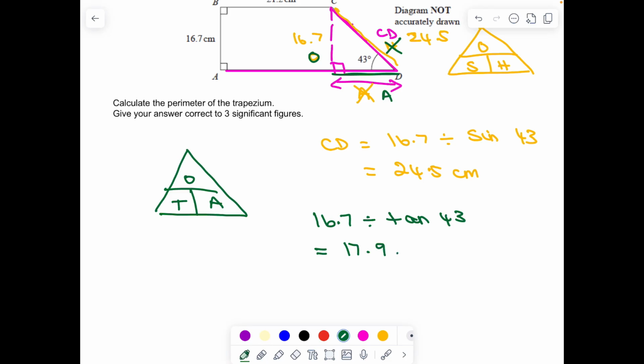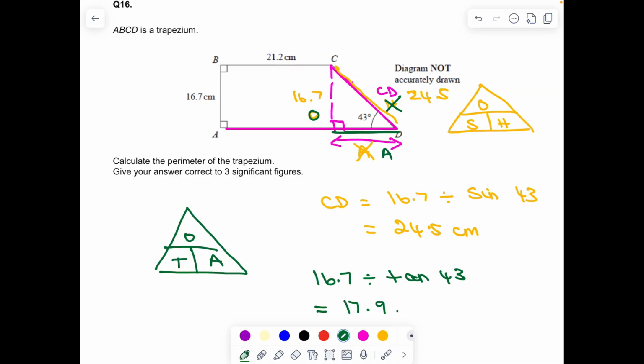which gives me 17.9. Now remember, to be fair, knowing that that's 24.5, you could have used that and used maybe the cosine, but to be honest, it's probably best not to use something you've just calculated in case it's wrong. So if you have a choice, use what's already there.